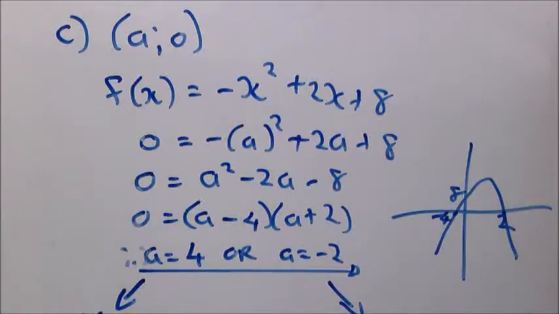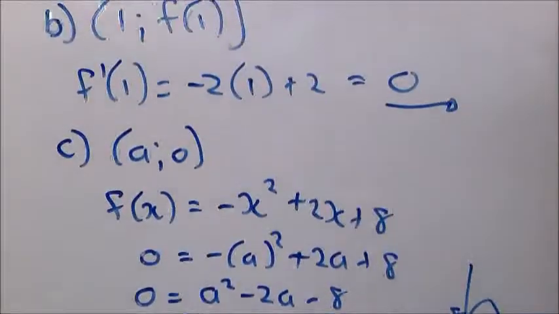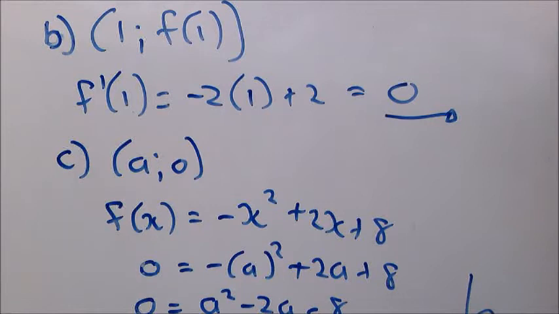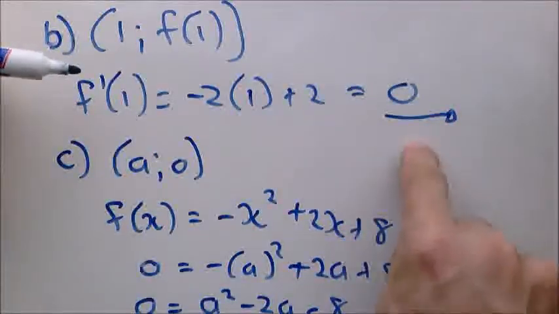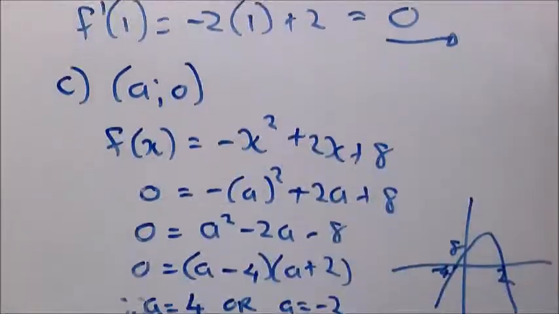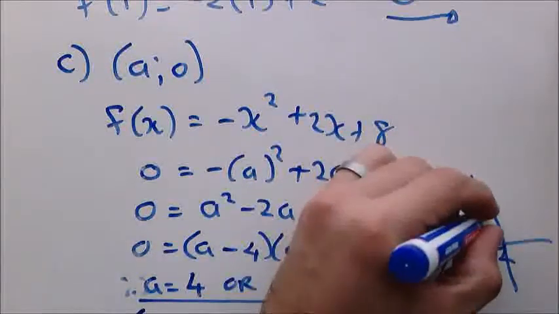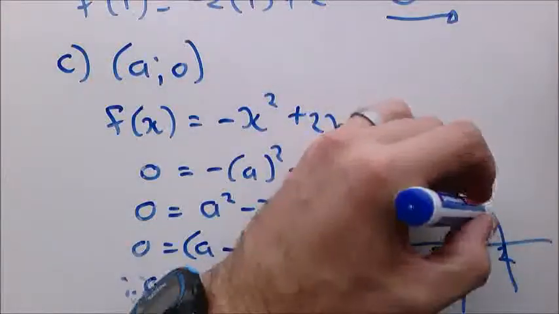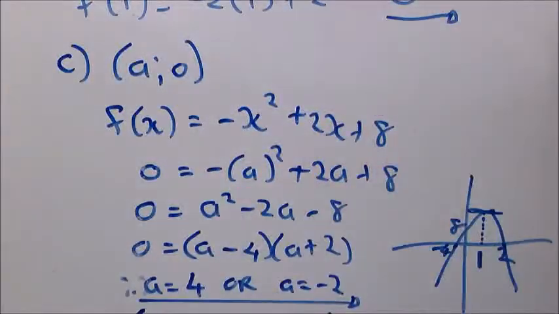I just want to point this out with question B, where x was equal to 1, the gradient was 0. Okay, so that is our turning point. So right over here, x is equal to 1, and that is our turning point right there. So can you just be on the lookout for information like that in your answering of the question.